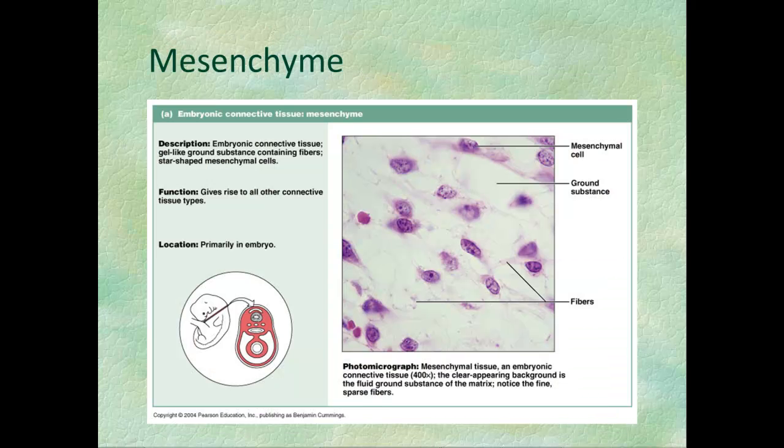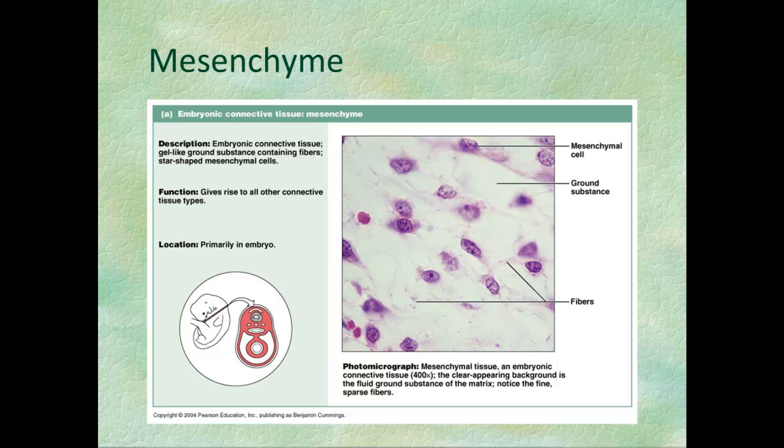So now let's look at the individual specific types of connective tissue. We're going to start with one called mesenchyme. Mesenchyme is what we would refer to as embryonic connective tissue. It's only found in the embryo during development, and mesenchyme gives rise to all of the different types of connective tissues. So all of the different types of connective tissues that arise during and after embryonic development ultimately come from this mesenchyme. And it's got a very generic structure.